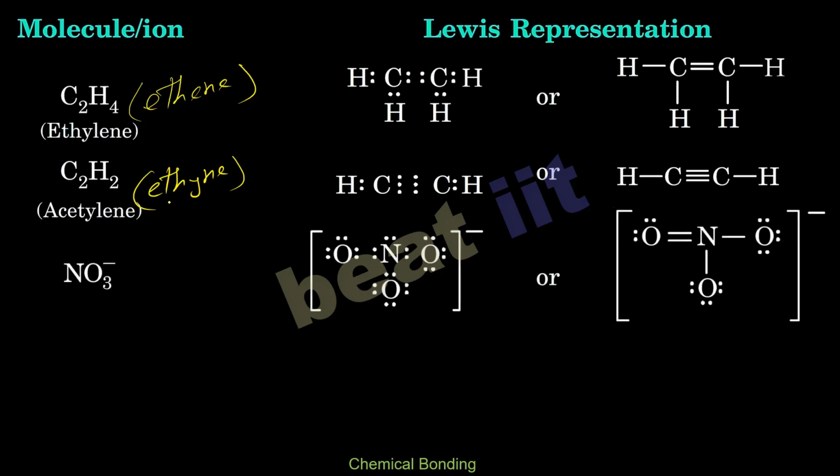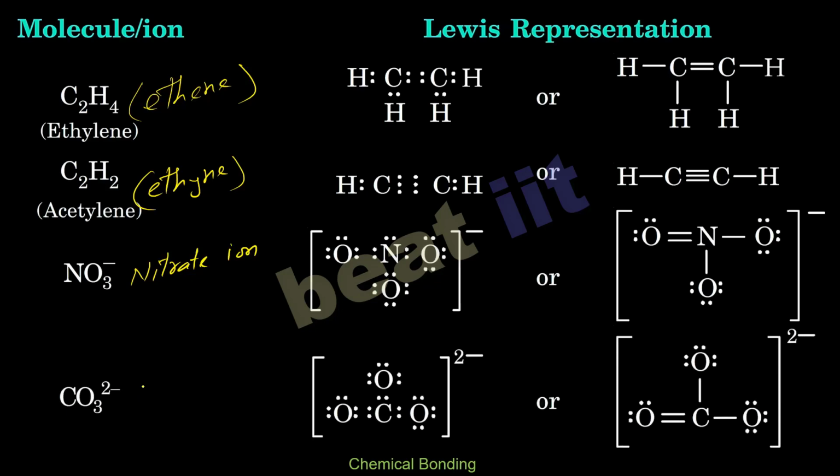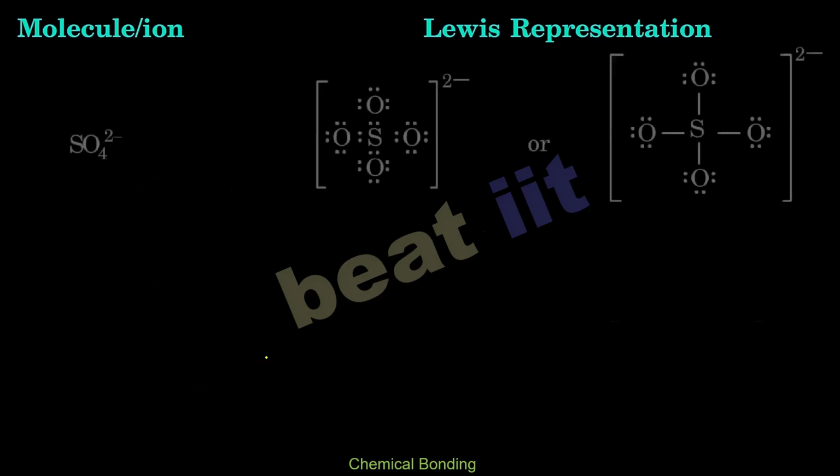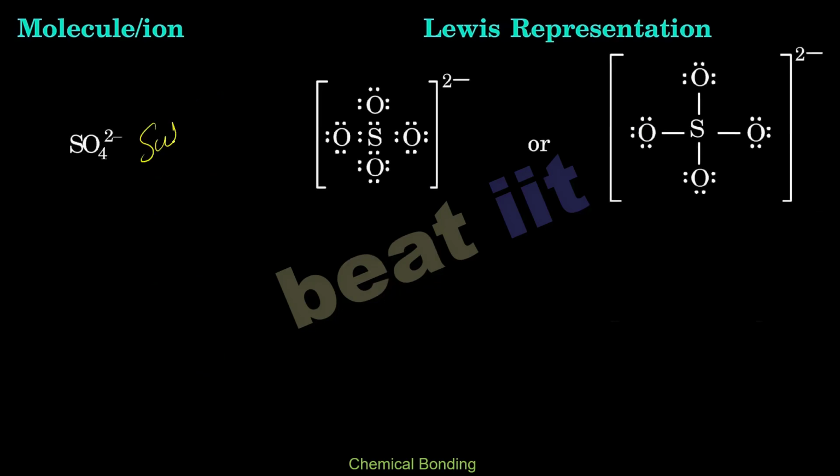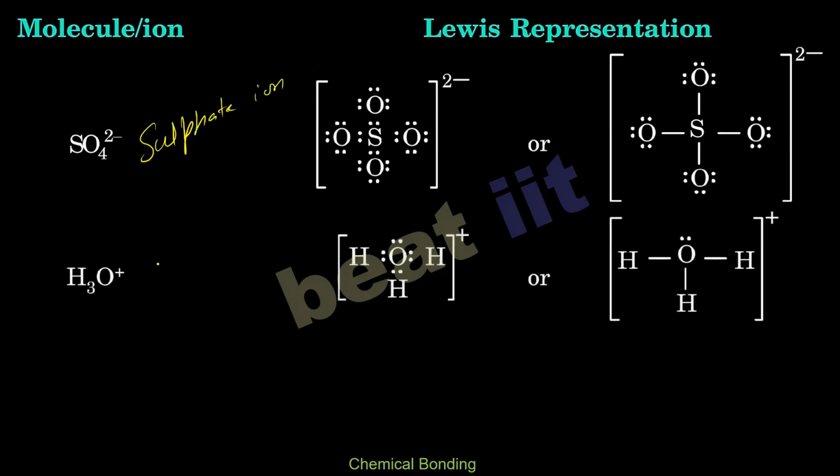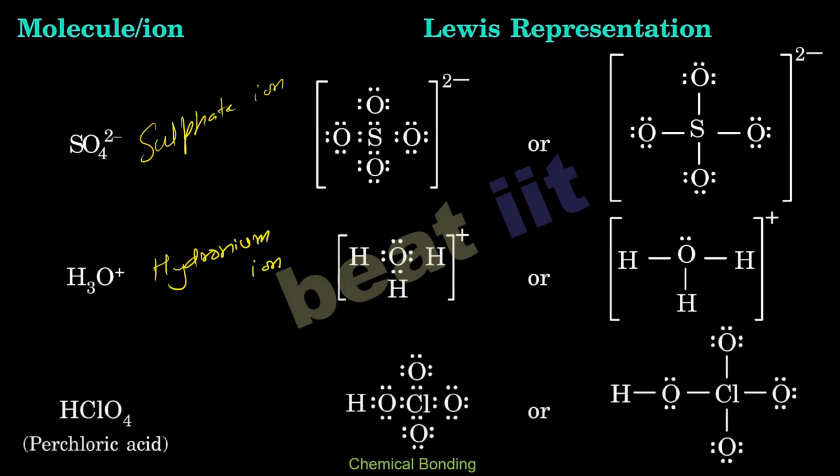NO3 minus, nitrate ion. CO3 2 minus, carbonate ion. SO4 2 minus, sulfate ion. H3O plus, hydronium ion. HClO4, perchloric acid. I advise you to remember all these structures. And that's about the Lewis structures and Lewis postulate.